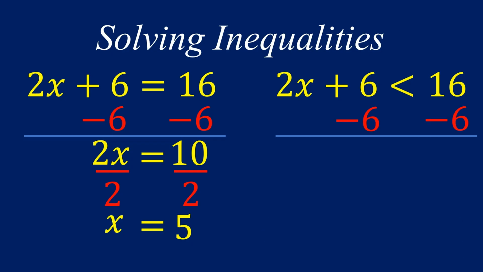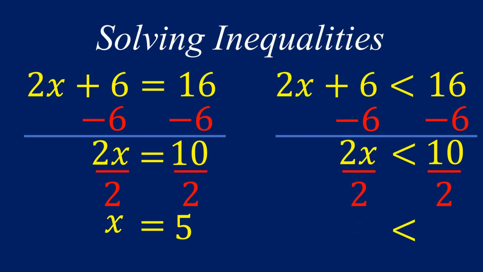We again subtract 6 from both sides. The 6's cancel on the left-hand side, giving 2x, and on the right-hand side, 16 minus 6 is still 10. Next, we divide both sides by 2. 2x divided by 2 is x, and 10 divided by 2 is 5. So the solution is x is less than 5. Notice how similar this solution is to the equation. The only difference is the symbol. The equation used an equal sign, while the inequality uses a less than sign.